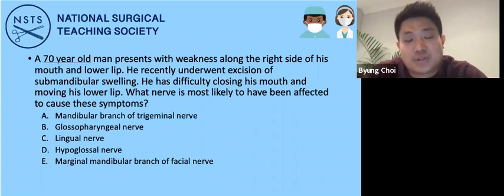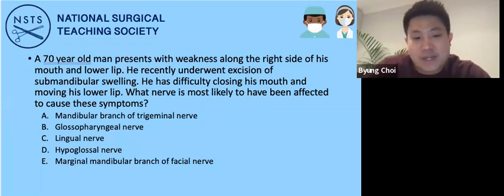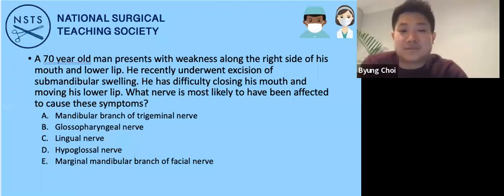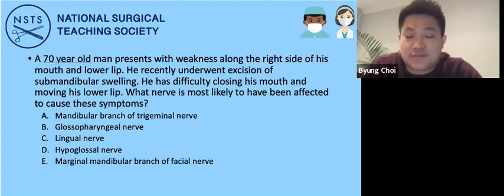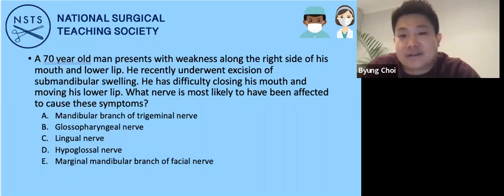And you can go through by way of exclusion. The mandibular branch of the trigeminal nerve we know is largely sensory to the lower third of the face, as well as its motor part that supplies the temporalis muscle and the masseter muscle. So it wouldn't essentially do fine movements of the mouth or the lips. Glossopharyngeal nerve, again, it doesn't affect motor to the mouth. It's more motor sensory at the back of the throat, affecting the pharynx and the oropharynx.